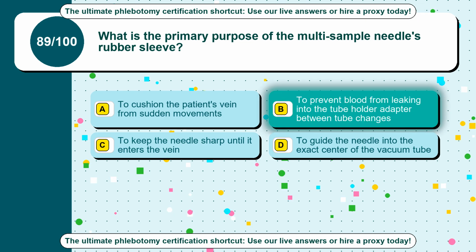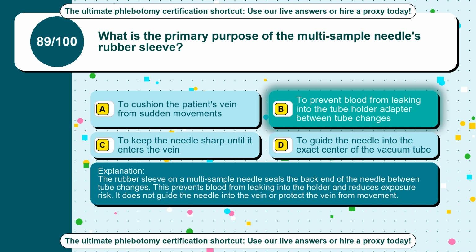The correct answer is option B, to prevent blood from leaking into the tube holder adapter between tube changes. The rubber sleeve on a multisample needle seals the back end of the needle between tube changes. This prevents blood from leaking into the holder and reduces exposure risk. It does not guide the needle into the vein or protect the vein from movement.